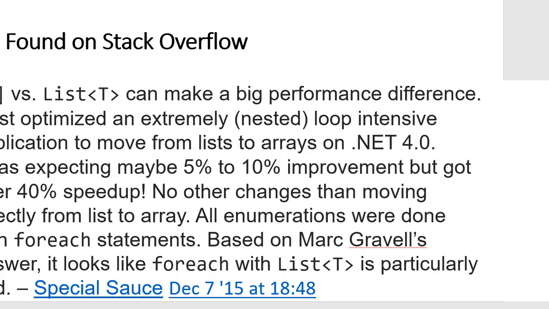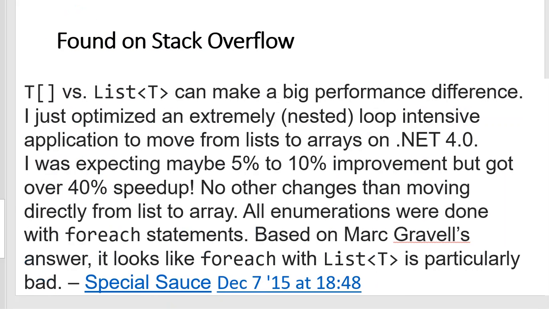But the performance penalties for using a list versus an array are real. Let's look at this little thing I found on Stack Overflow. An array of type T versus a list of type T can make a big performance difference. I just optimized an extremely nested, loop-intensive application to move from lists to arrays on .NET 4.0. I was expecting maybe a 5 to 10% improvement, but got over a 40% speedup. No other changes than moving directly from list to arrays. All enumerations were done with foreach statements. Based on Marc Gravell's answer, it looks like a foreach loop with List<T> is particularly bad, right?